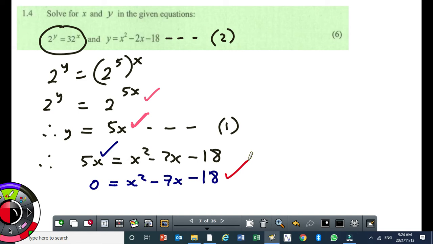Okay? And that's a standard form. That's a mark. Right? Then I need to solve this. So this will be x minus 9 times x plus 2. Okay? So the factors. Okay?